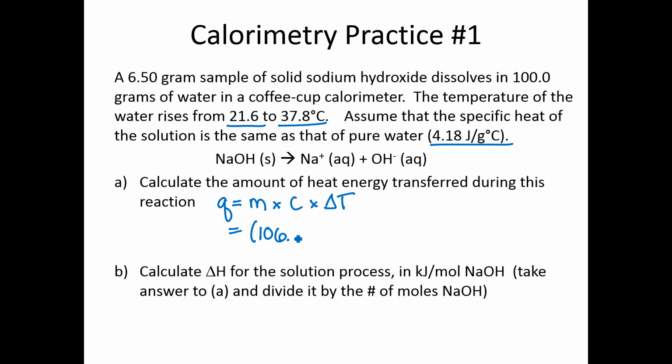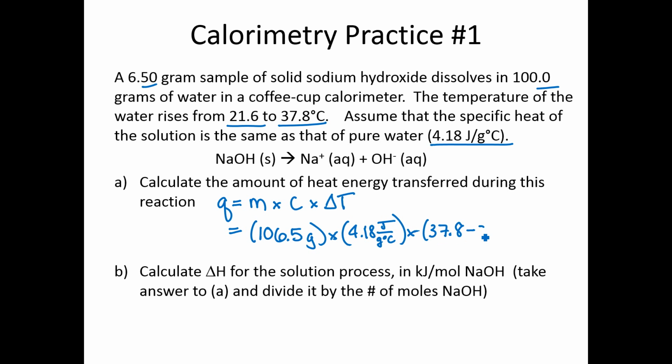So 100.0 plus 6.5, add that together to get 106.5. Notice in terms of sig figs, I have to stop at the tenths place because my water mass only goes to the tenths place. So remember, addition rule, you are limited by the fewest number of places past the decimal. So specific heat, in general, you will see that we assume the specific heat of a solution is the same as that of pure water because these solutions are mainly water. So that's usually a pretty good assumption.